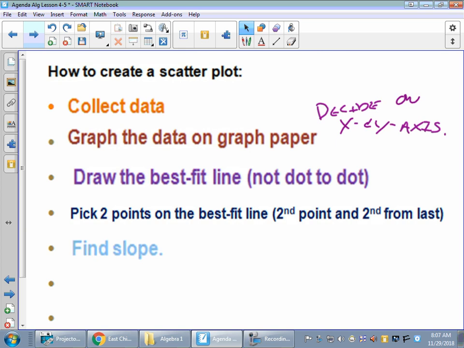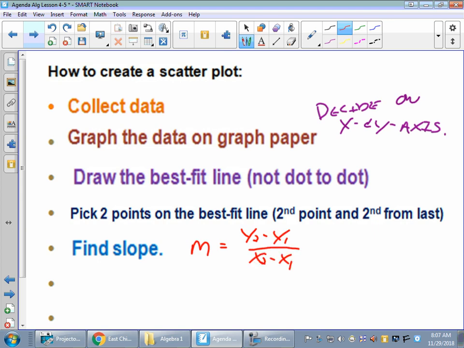From those points, now we can use the slope formula. Find the slope, which we should know how to do. M equals y2 minus y1 over x2 minus x1. Should be able to handle that. That's why we've been doing it all these times. So now you have 2 points. One will be the second point, one will be the second from the last point, and that's what you can plug into your slope formula.